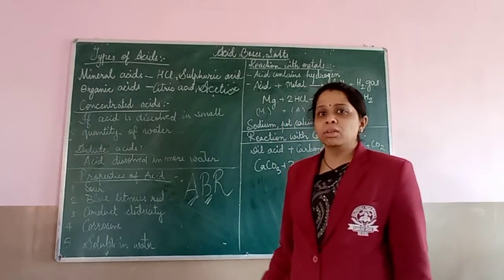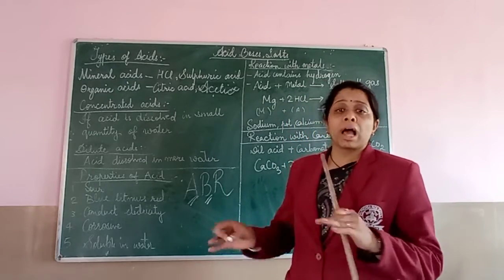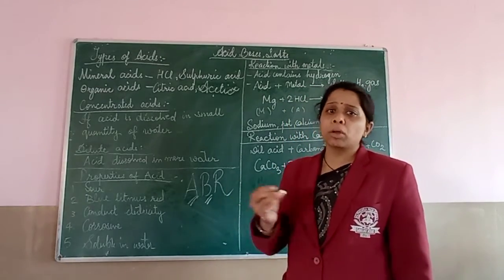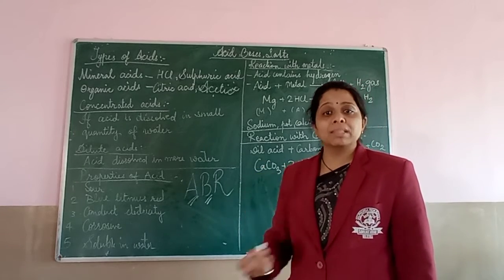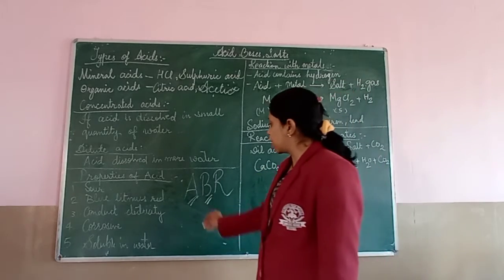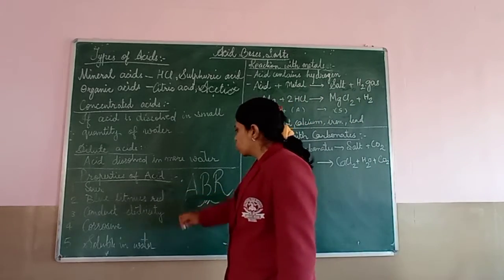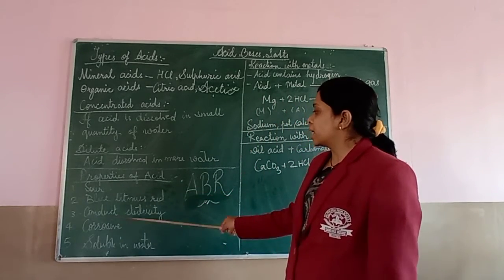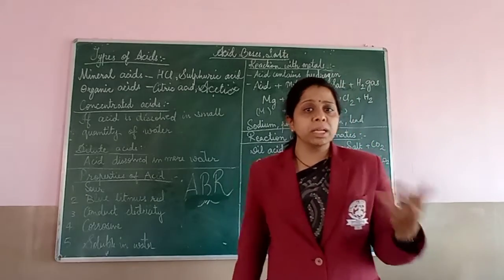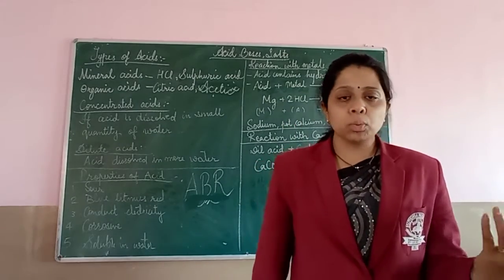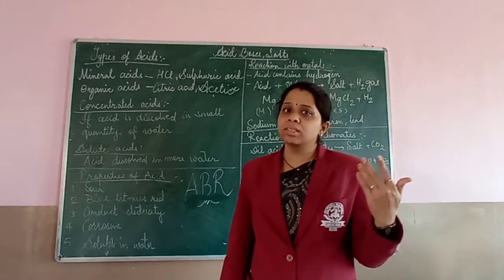ABR, if you remember, you will never be confused whether acid turns blue litmus red or base turns blue litmus red. Every time you have acid turns blue litmus red, like that. Now next is, it conducts electricity. What does it mean, it conducts electricity? It means electricity can flow through these acids.